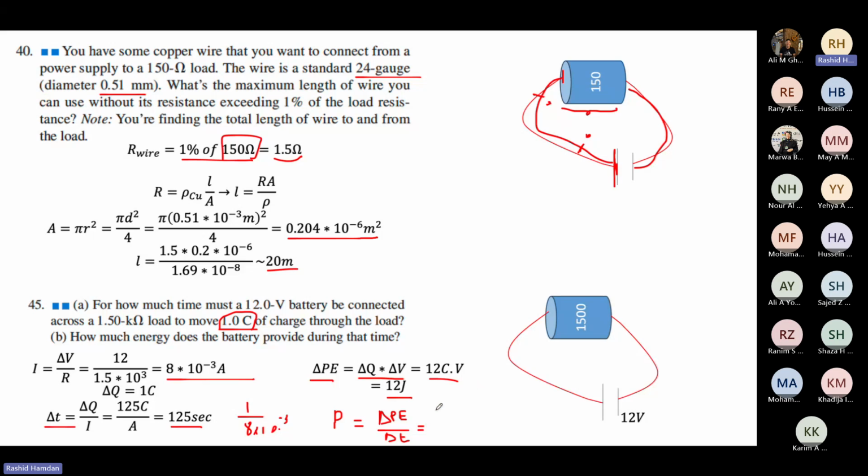So that would be 12 over 125. So that's actually a very low rate of energy delivered. It's 0.1 watt. Approximately 0.1, a little bit less, right? So that's 0.1 watt. If we compare that, for example, to these LED lamps that we have, they are 10 or 15 to 20 watts, right?